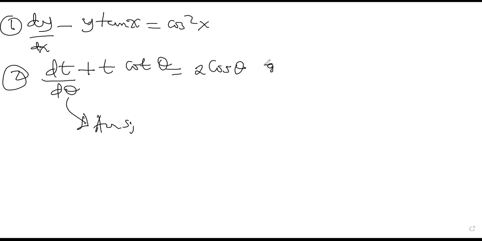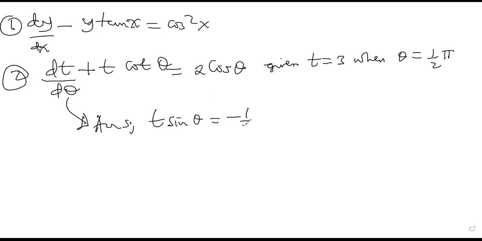Let me add on, given t is 3 when theta is equal to 1/2 pi, and the answer you should come up with: t sin theta is equal to negative 1/2 cos 2 theta plus 5/2. Or it can be some different form if you can simplify.